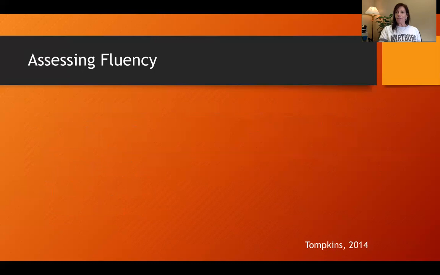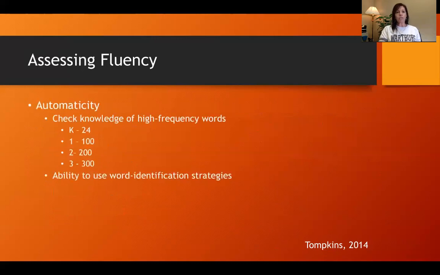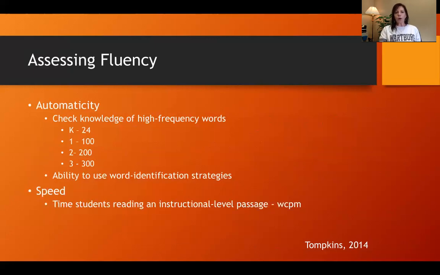Assessing fluency is a tough thing and often ignored in our K-12 system. But some different ways to assess fluency is assessing their automaticity, the ability to automatically say words. Check the knowledge of high-frequency words. Kindergarten, they should have 24 high-frequency words down. By 1st grade, 100 high-frequency words. 2nd grade, 200 high-frequency words. And 3rd grade, 300 high-frequency words. And the ability to use word identification strategies when they come to a word that they don't know.